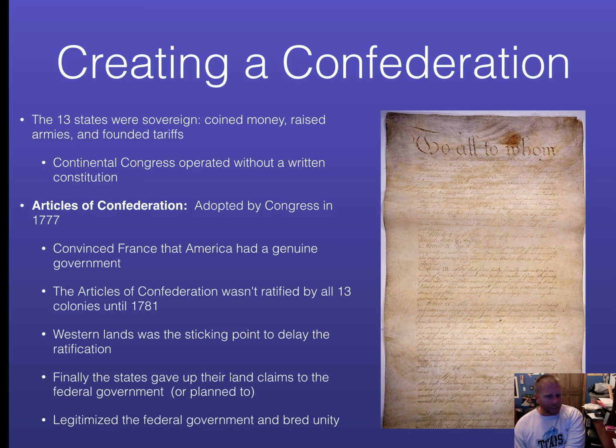It did legitimize the federal government. It bred unity. It helped get that alliance with France, and eventually we win the war. But after the war, this government has some fundamental flaws, which we will learn in the coming sections.